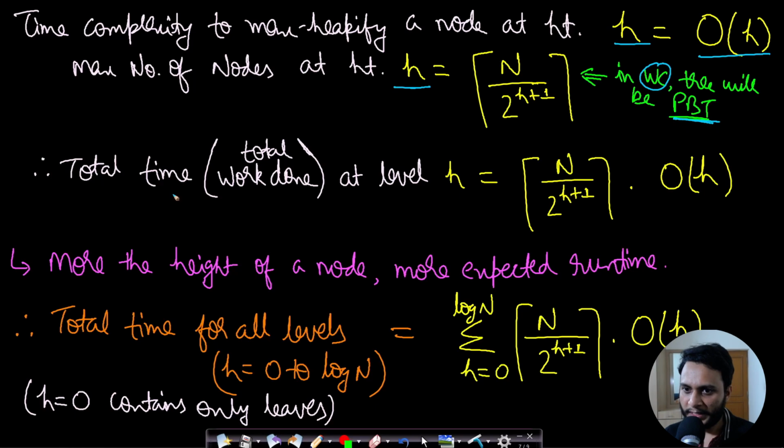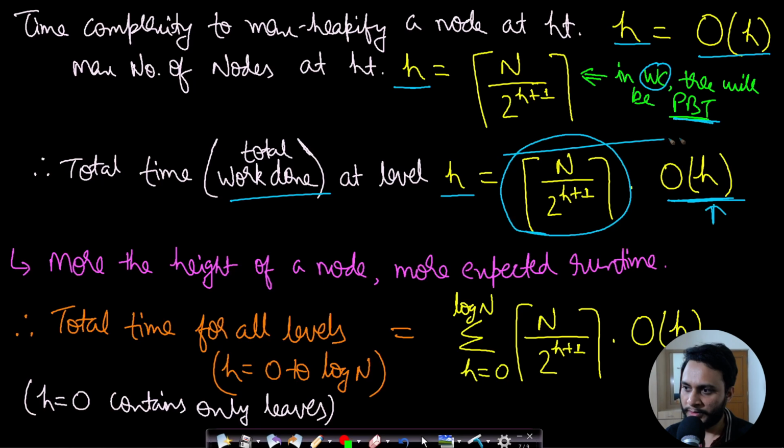Therefore, the total time, that is, you can also assume the total work done at level h, will be equal to ceil of n by 2 to the power h plus 1 into order of h. Because at a given level h, you have these many nodes, and for each node you will require this amount of time. So this will be the total time to heapify all the nodes at a given level, right?